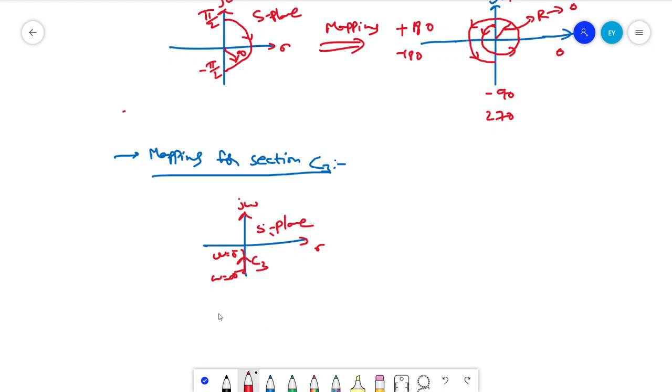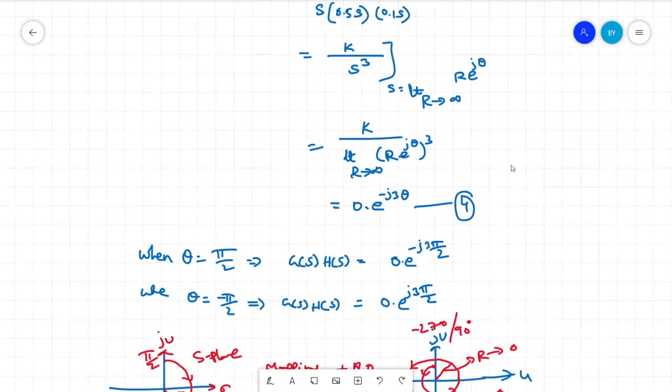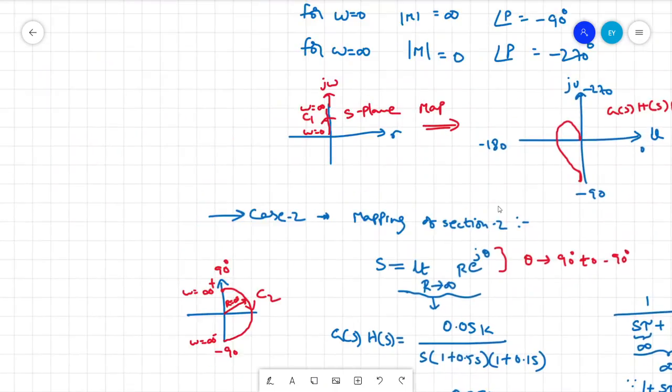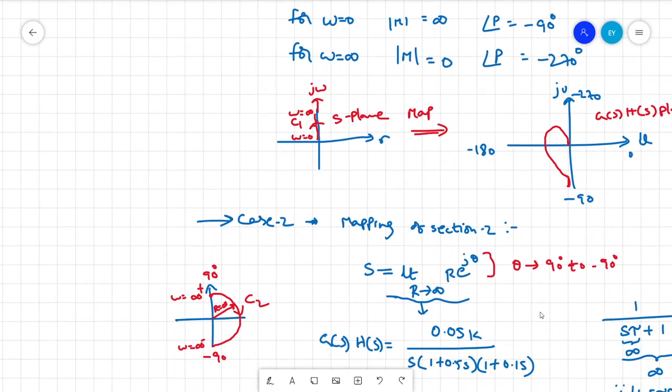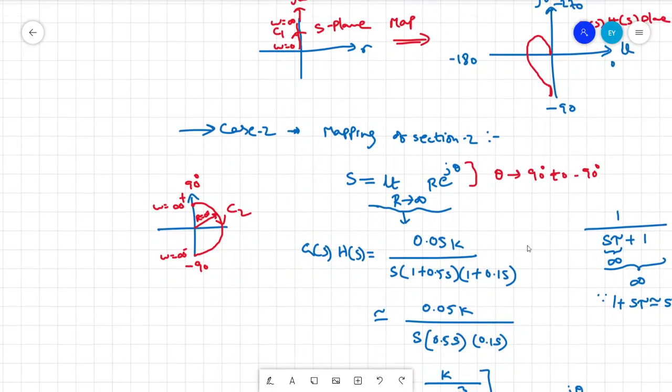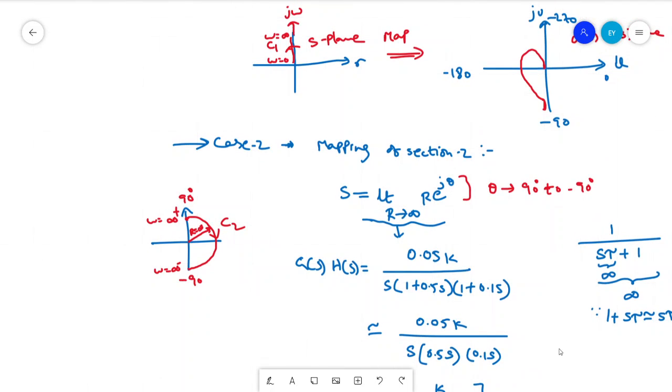Okay, now from the first case, what we got, just observe the first case. For the first case, see, mapping is from 0 to infinity. We are getting this kind of plot. It starts from minus 90, ends up at 0, making the angle of minus 270. This is actually a mirror image, right? If you are drawing for C3, C3 will be here. It is a mirror image. Like, you can check it manually also, but anyway we know that this is a mirror image, so we can proceed this way.